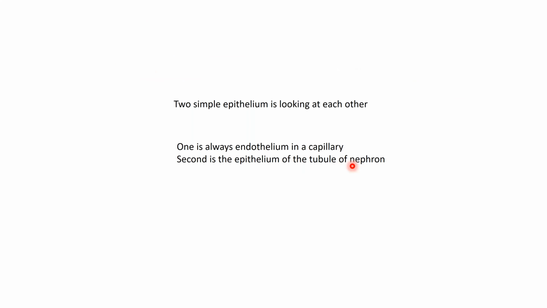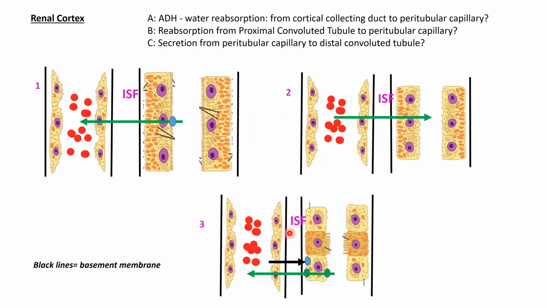Now, one of the very good multiple choice questions is asking, of course, about the different kinds of epithelium. And usually two simple epithelia are looking at each other, one on the blood side, one on the urine side, as they're going to exchange with each other. So let's look at the different examples.